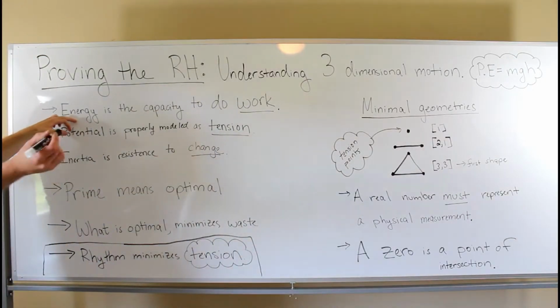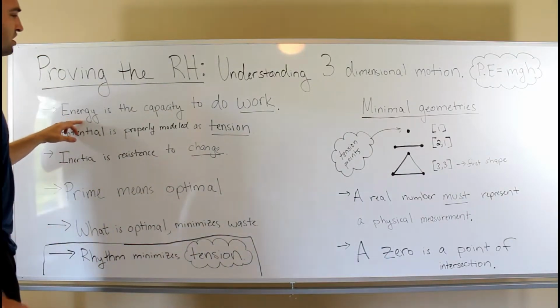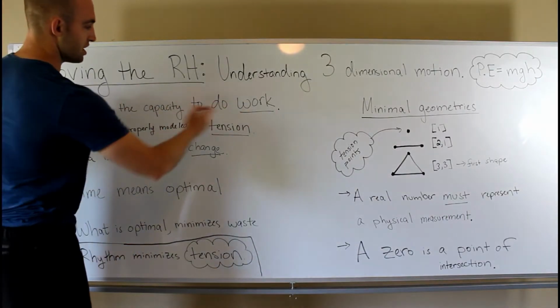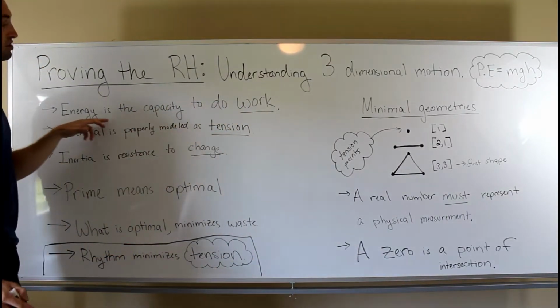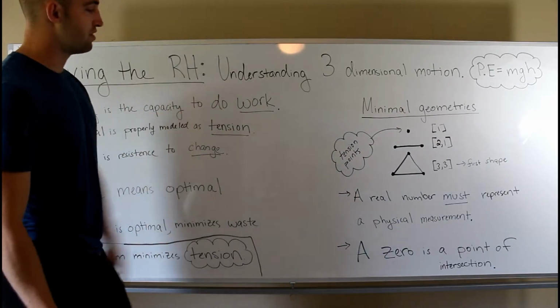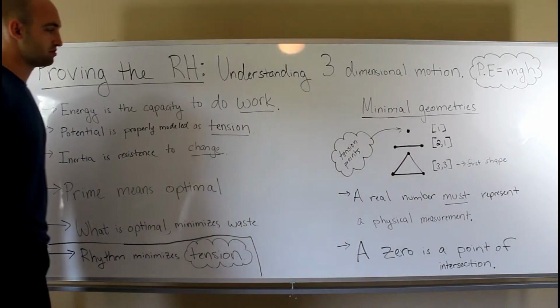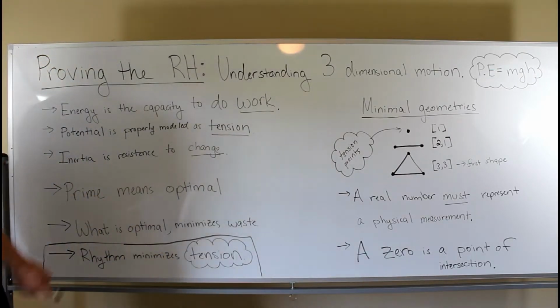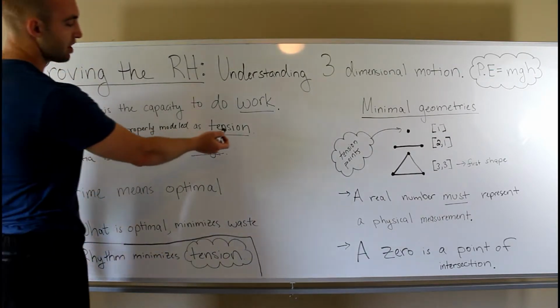And from the last slide I said energy is, I think, the capacity for movement. This is the same statement, just more specific. Energy is the capacity to do work. And this is extremely well known since Newtonian mechanics. Work requires movement. Potential is properly modeled as tension.